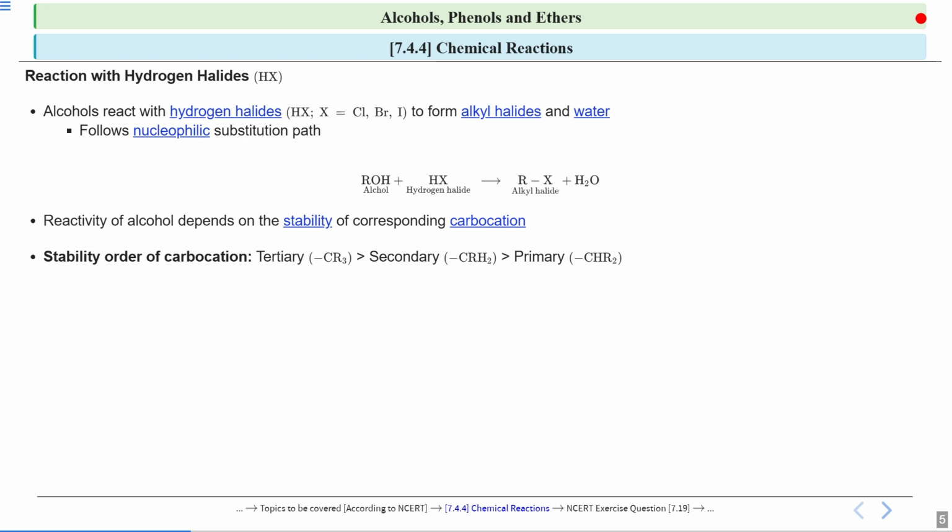Now if I talk about tertiary carbocation, then in tertiary carbocation we know that there are 3 R groups, means the carbon is further attached to 3 carbon atoms. That means there are 3 alkyl groups in tertiary carbocation. In secondary, the carbon is further connected to 2 other carbon atoms. And in primary carbocation, the carbon is further connected to 1 carbon atom only. So in tertiary carbocation, there are 3 alkyl groups.